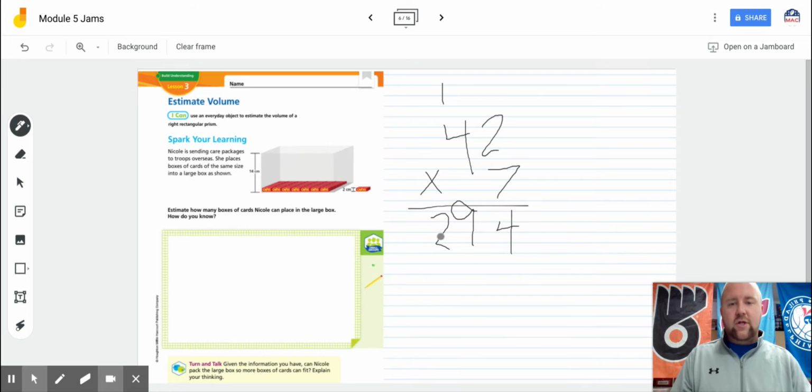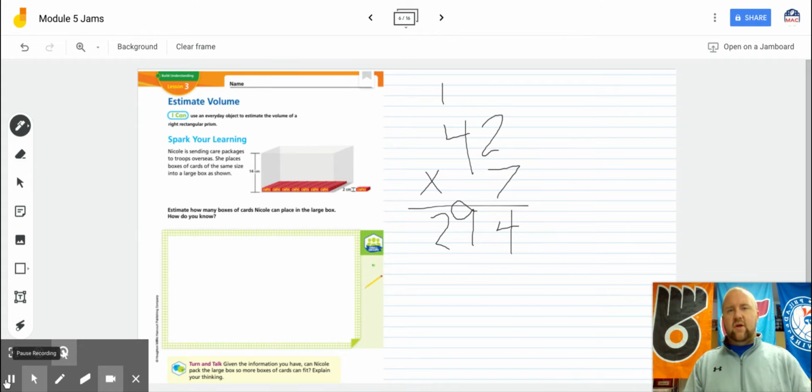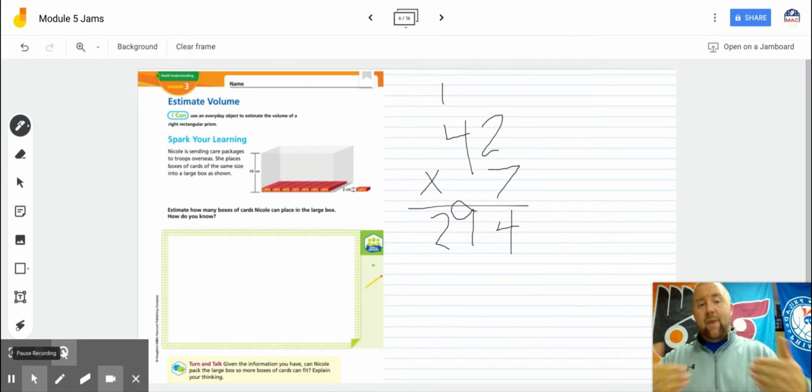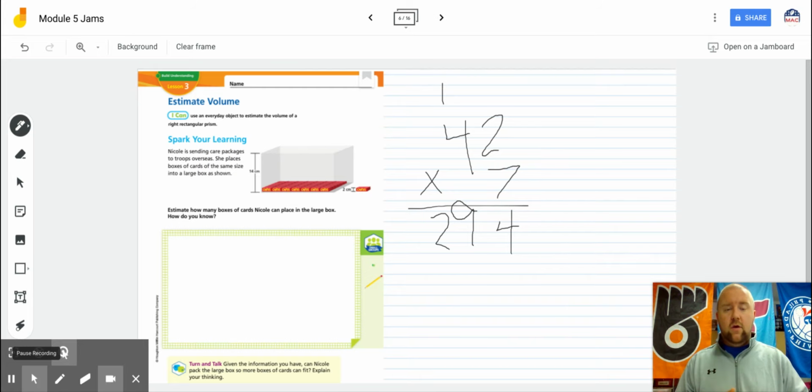So if we were talking about 294, that's how many playing cards we have, right? We're not necessarily talking about the volume of the box in this example, but we did use the idea of length and width and height to help us figure out how many boxes of cards could fit inside of this care package.